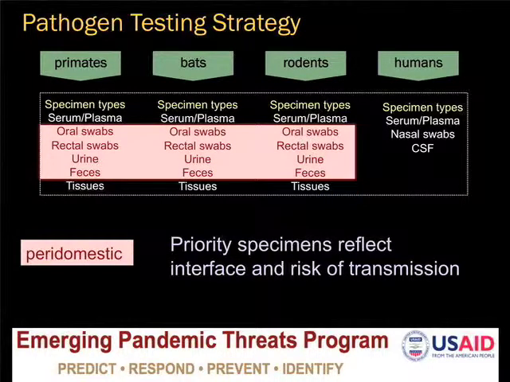If the animal was collected around a house, a peridomestic rodent, for instance, the likely source of infection would be through a bite or defecation or urination in the food or around the house. So we'd test oral swabs, rectal swabs, or urine or feces.